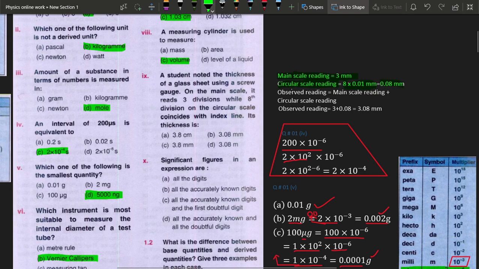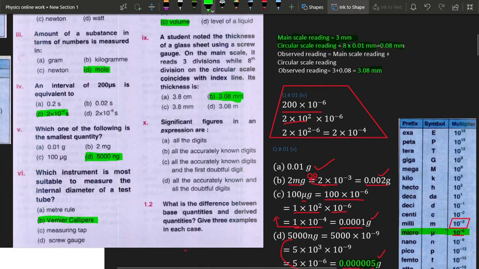So we got the main scale reading and also the circular scale reading. So to get the reading, we add these two values. So 3 plus 0.08, the answer will be 3.08 millimeter. So the correct option is B, which is 3.08 millimeter.